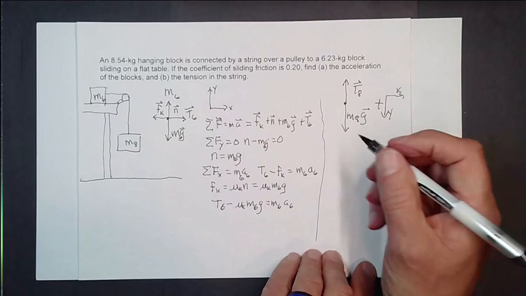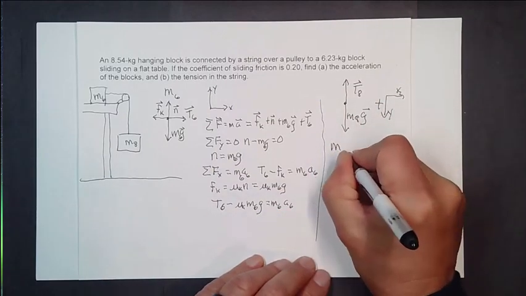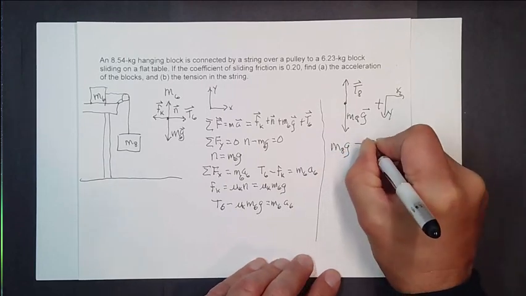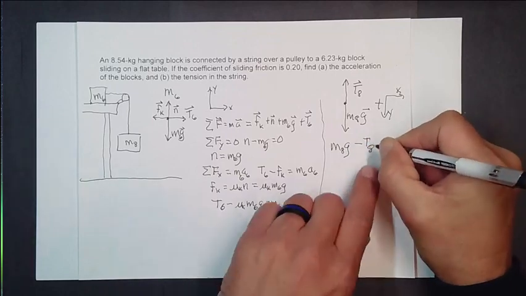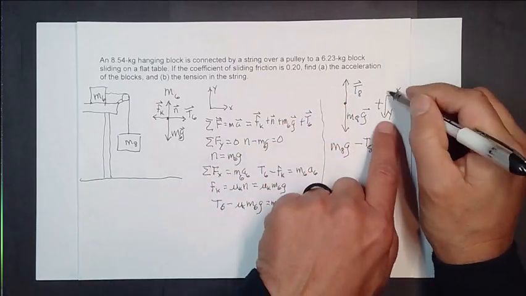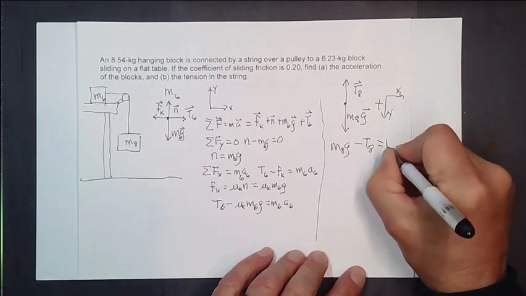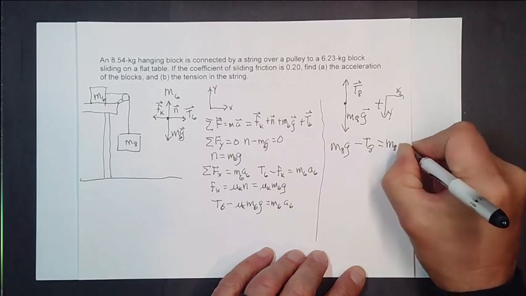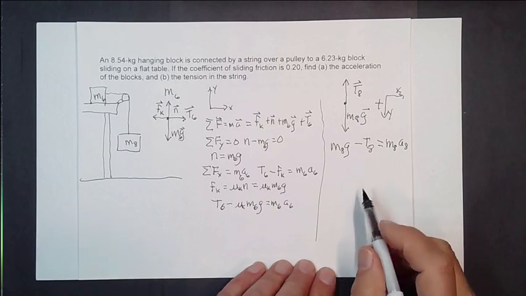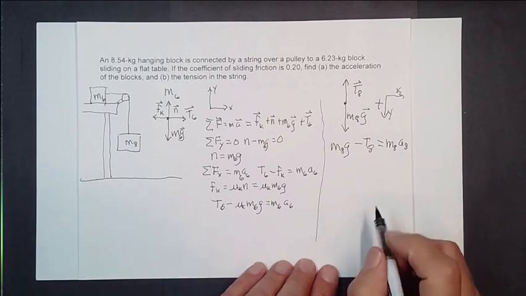But if I do that, if downward is positive, I'll have m8g, the magnitude of that, minus T sub 8, and it's minus T sub 8 because T sub 8 is pointing in the negative direction in my little coordinate system here, and that'll equal m8a8. Okay, let's see. That should do it for getting started.